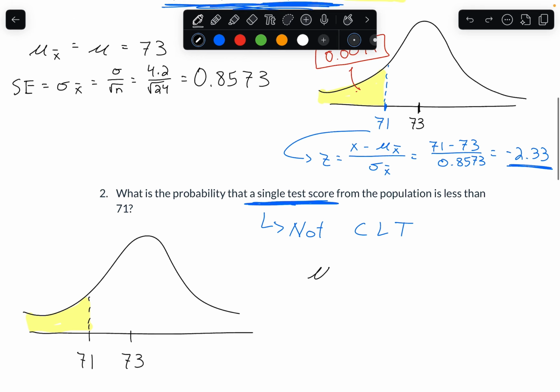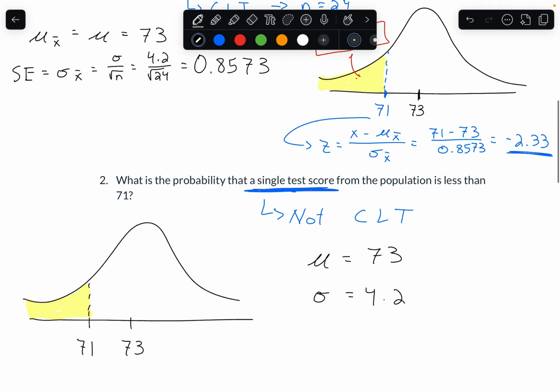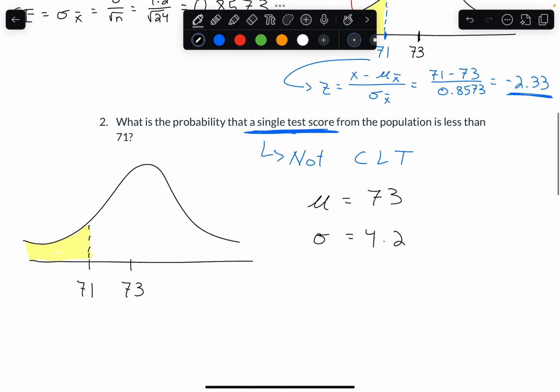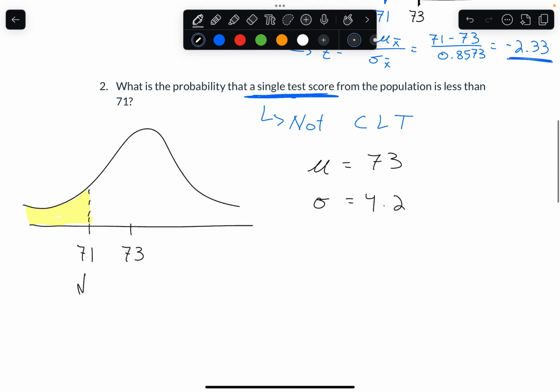We said that the population mean was 73. That's why I wrote it in the center down here. And the standard deviation is, we said 4.2. And at this point, this is a question that's really similar to what we saw way back in chapter 4. There's not really going to be any surprises here. So we would start off by saying, let's find the z-score corresponding to 71. So that would be 71 minus 73 divided by my standard deviation of 4.2. So 71 minus 73 divided by 4.2.